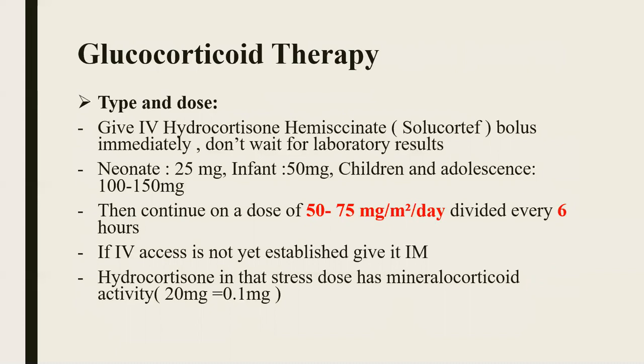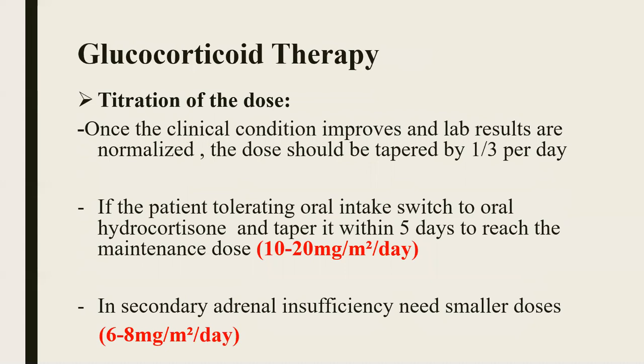In case we couldn't establish an IV access for the patient, then the stress dose should be given intramuscularly. And just know that hydrocortisone at the stress dose has a mineralocorticoid activity. Now that my patient has improved clinically and lab-wise, then we have to start tapering the dose. So the dose should be tapered by a third per day. And I should go down until I reach a dose of 10 to 20 milligram per meter square per day in cases of primary adrenal insufficiency.